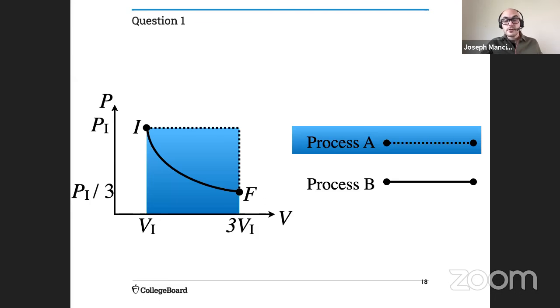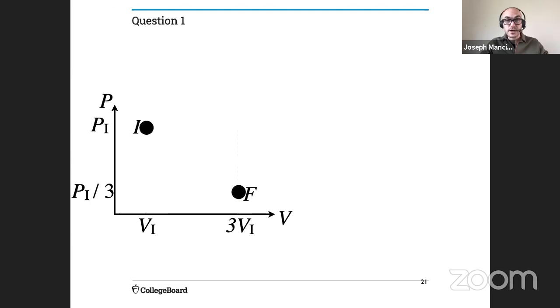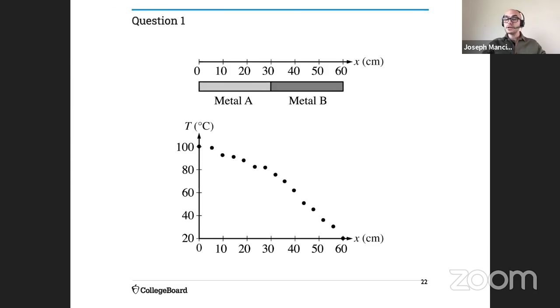All right. The next part of this question involved thermal conductivity. There are two bars that are connected, bar A and bar B, metal A and metal B. They have the same cross-sectional area, but they're made of different materials. Well, remember, what goes in must come out. Energy is conserved. The bar made of metal A is absorbing thermal energy from whatever hot thing is keeping that side at 100 degrees Celsius.